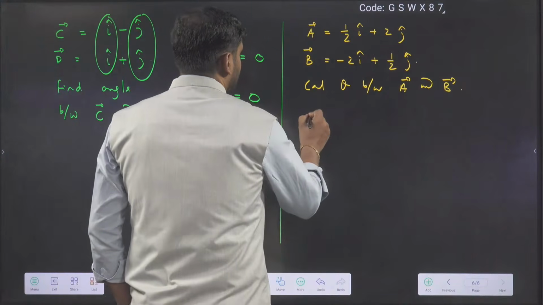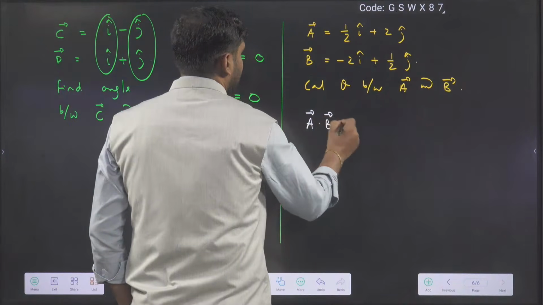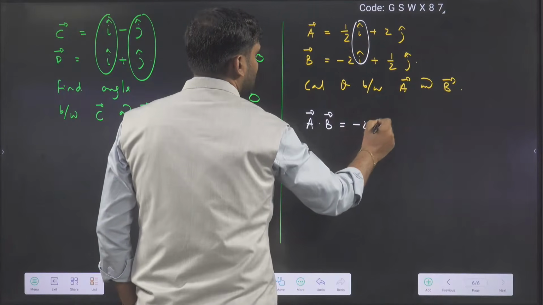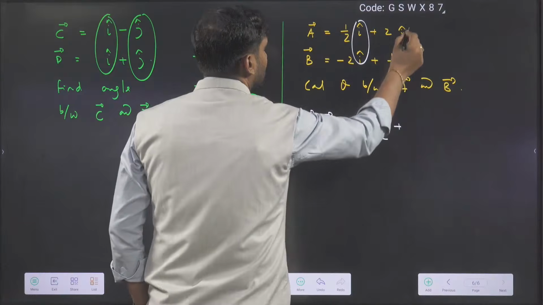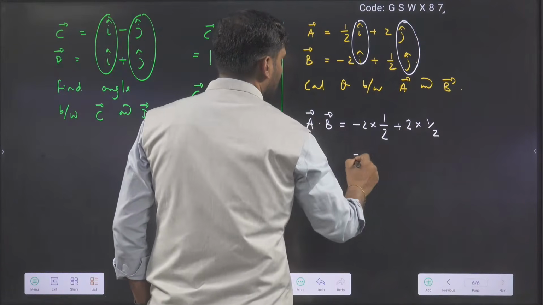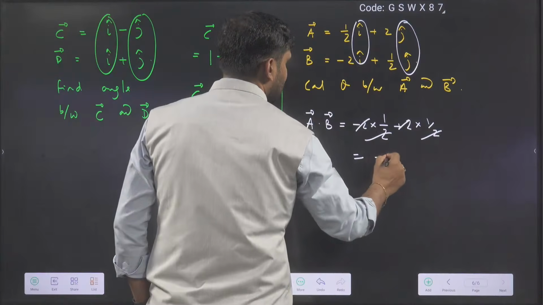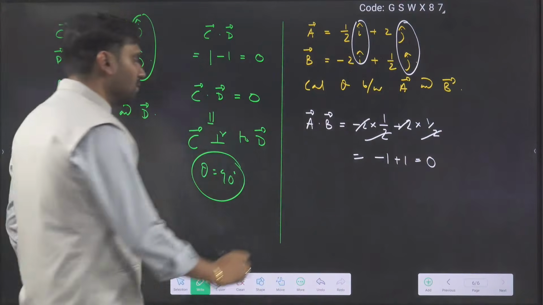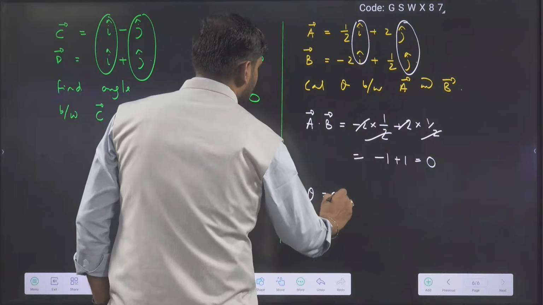So A vector dot B vector: I with I, it will be minus 2 into 1 by 2. J with J, it will be plus 2 into 1 by 2. 2 cancel, minus 1 plus 1 becomes 0. Whenever A dot B is 0, theta is equal to how much? 90 degree.